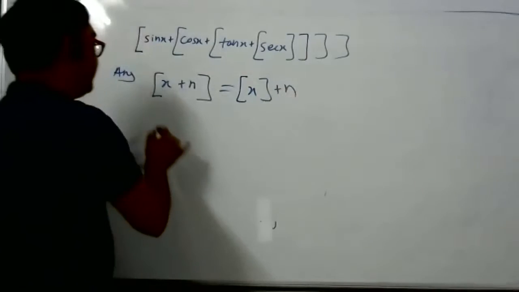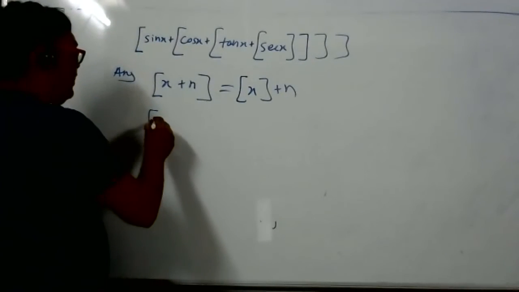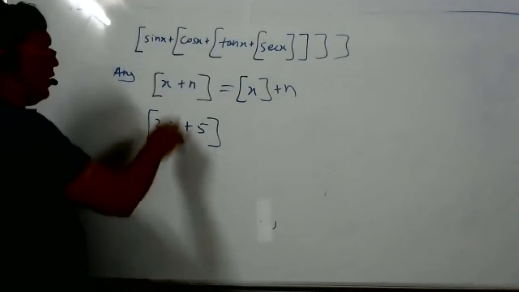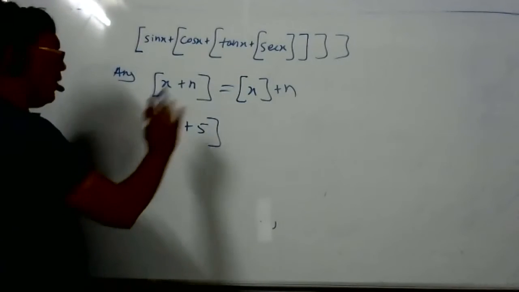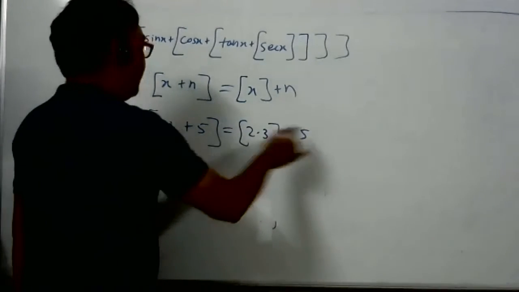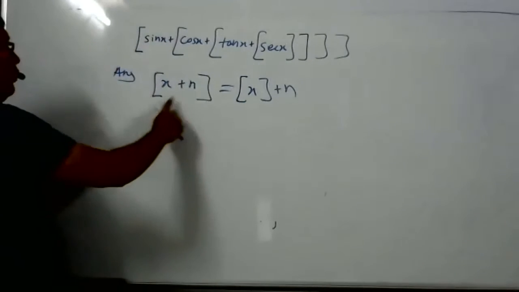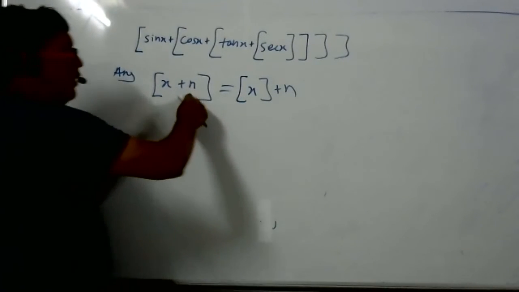Like I say, greatest integer function of 2.3 plus 5. So the whole function is the greatest integer function. I'm using this property. 2.3 plus 5, so you find 2 plus 5, but it will be same as 2.3 with 5 going out. Both ways you will get the same answer. That is the explanation of this. Now this property we have to use. Greatest integer function x plus n, n is an integer, so n will go out.